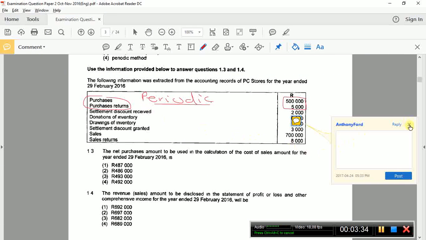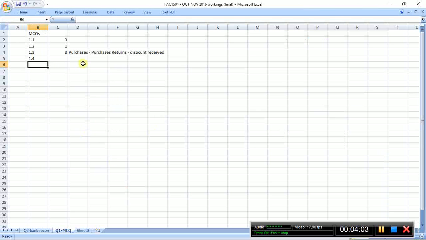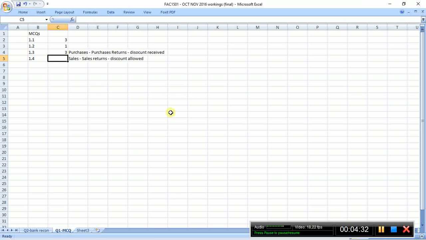1.4. What's 1.4 asking you about? The revenue amounts to be disclosed in the statement of profit or loss and other comprehensive income for the year ended 29 February will be. This is sales. Do you agree? Yes. So sales is also going to be looking at the net amount. Here we'll take the sales minus the returns minus the discount granted. Is that okay? Right, so sales minus sales returns minus the discount allowed. Happy? So it's number 4. You sure? Yes. How do you know it's number 4? Well, 700 minus 11 is 689. Yes, option 4.